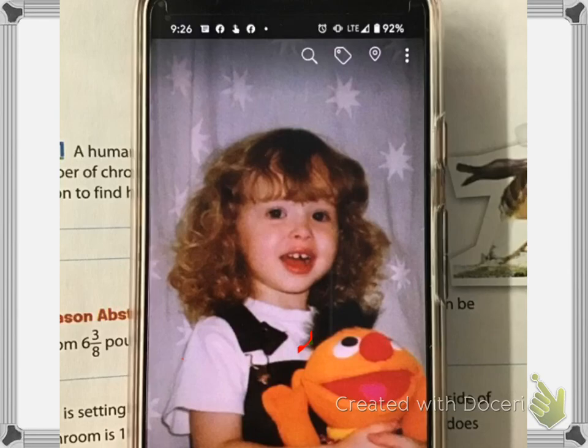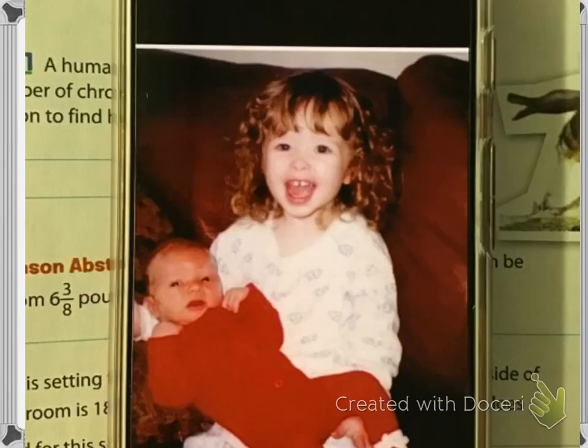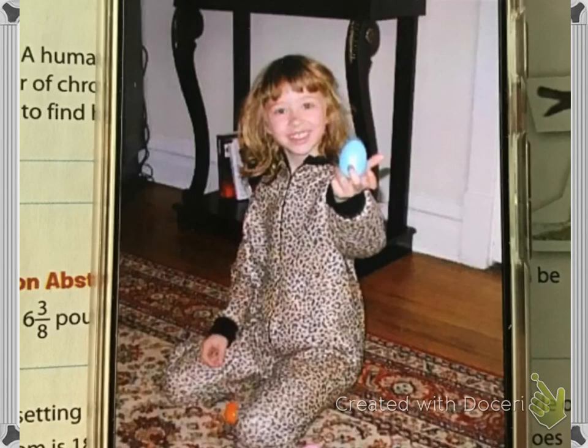Here's another really good picture of baby Miss Diaz. Look at how curly my hair is. That's my little brother, by the way. His name is Ian. And then lastly, here's me when I was about 7. Look at my hair now. Whoa. It's straight. So sometimes your hair changes over time.